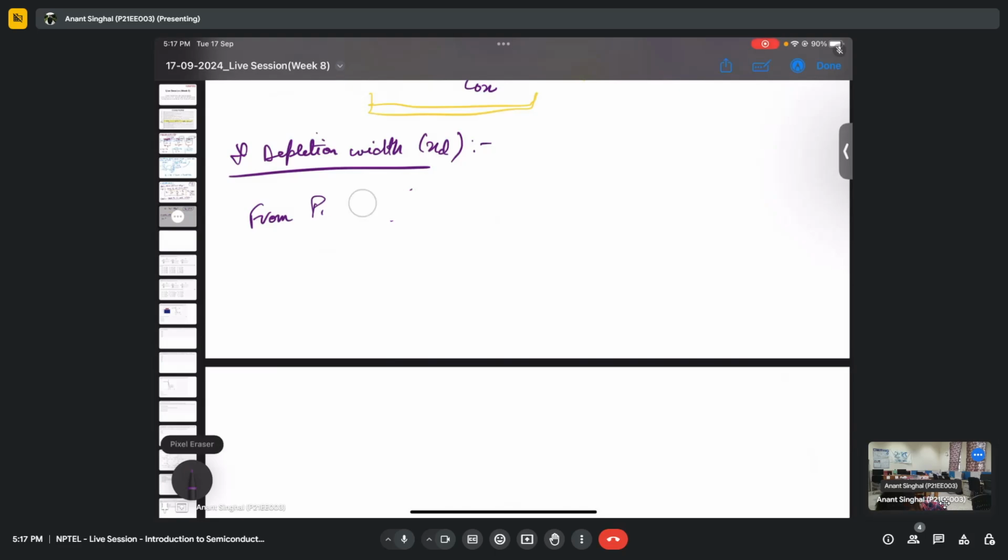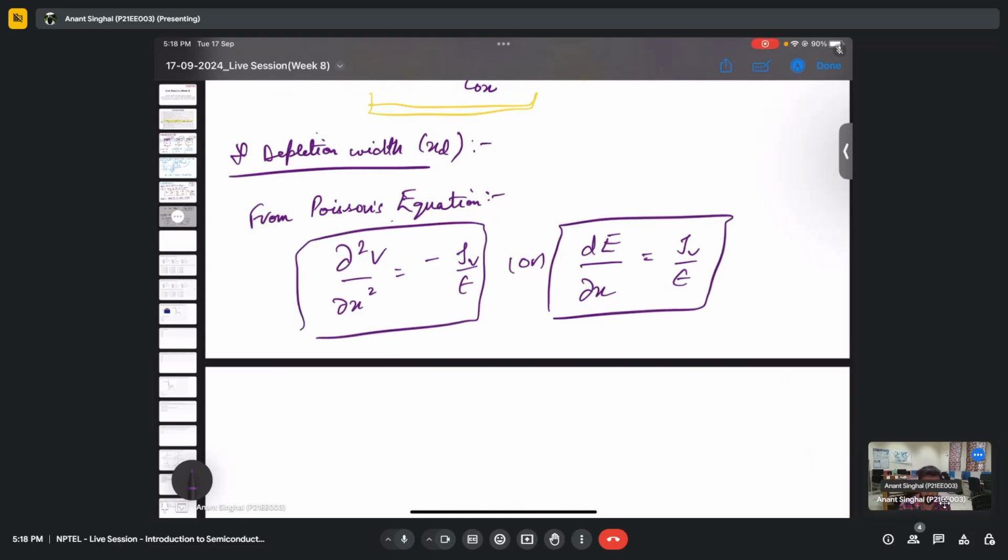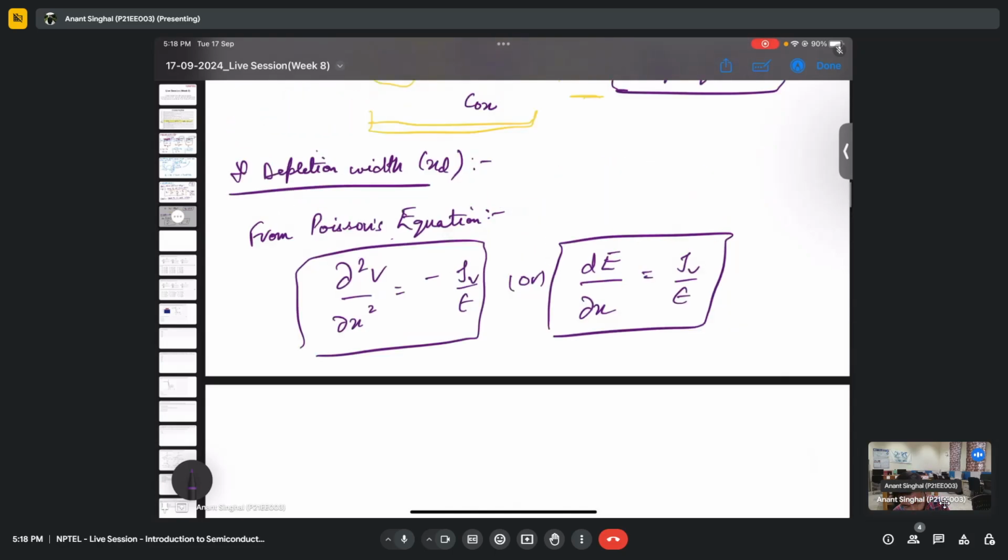Sorry, can anyone tell what is Poisson's equation? Any idea? Let me give you a hint. Maybe minus rho v by epsilon. Yeah, so it will be minus rho v by epsilon, or if I write it in terms of electric field, then it will be rho v by epsilon. So we did calculate the charge, electric field, and potential profile using the Poisson equation. So we'll be doing the same here to calculate the depletion width.